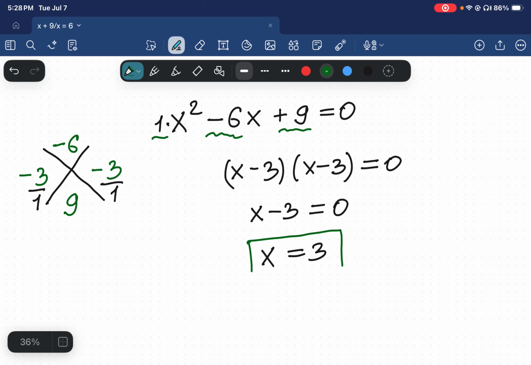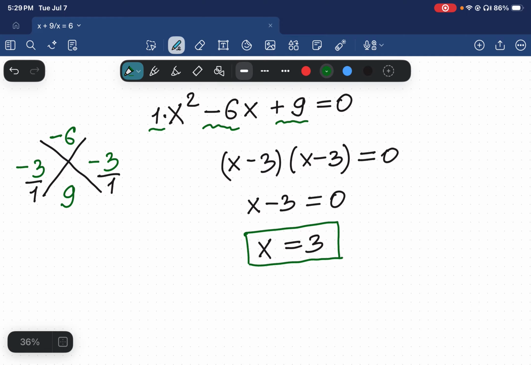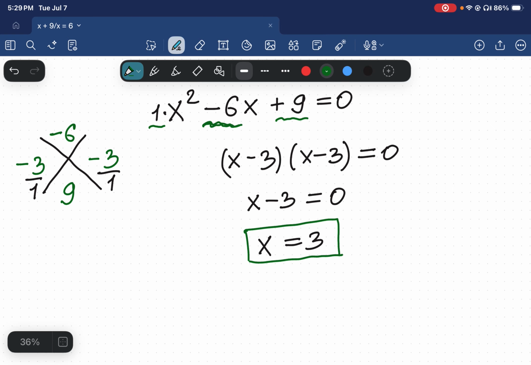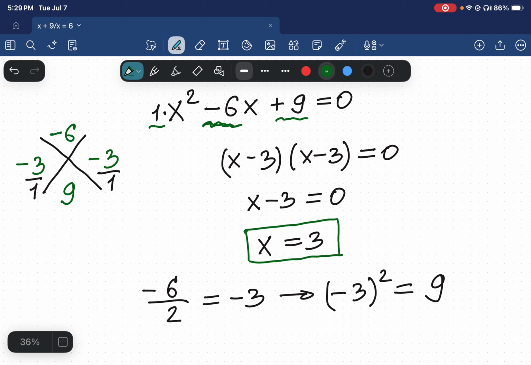By the way, there is a shortcut to check if your quadratic is a perfect square. To do that, you take your b, which is negative 6, and you divide it by 2. The number you get, negative 3, you square, negative 3 squared. And if the result that you get, which is 9, equals your c, then your quadratic is a perfect square.